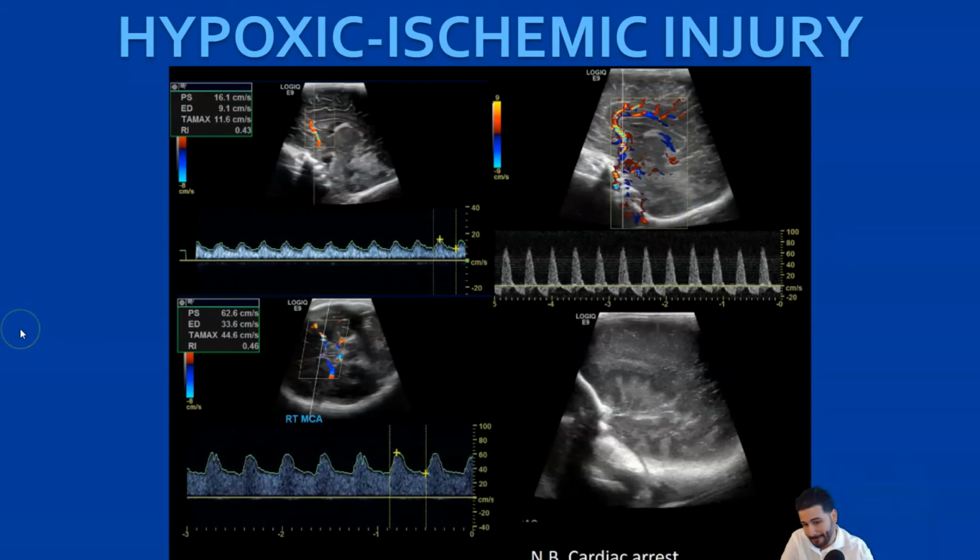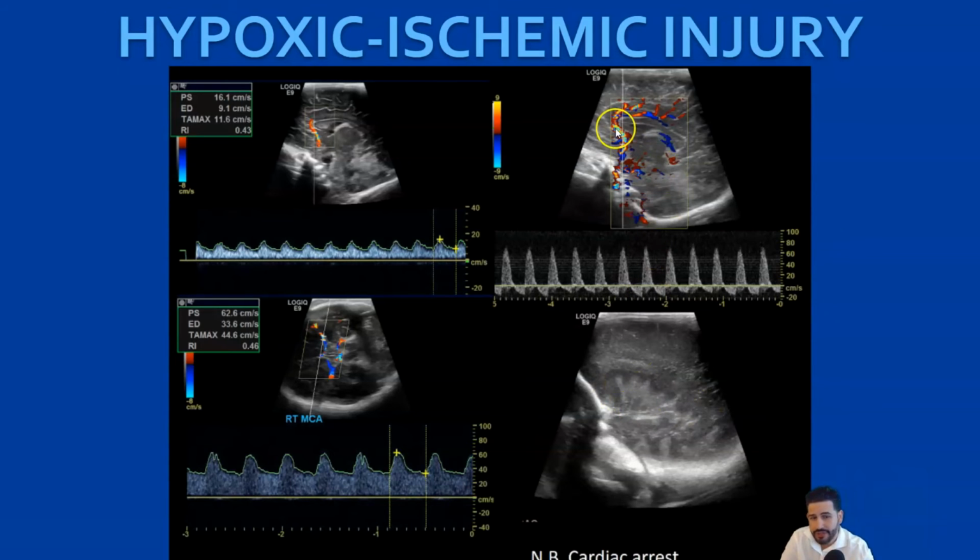All right, so this was a newborn with cardiac arrest, and you can see that the initial Dopplers were of low resistive indices. And eventually the baby went on to have brain death and reversal of flow in the cerebral arteries. And you can see the edema in the Sylvian fissure.